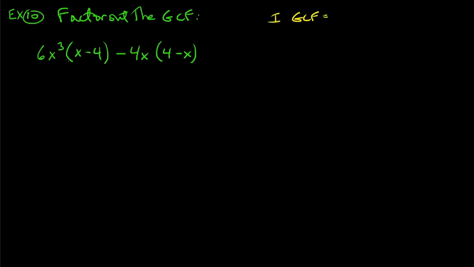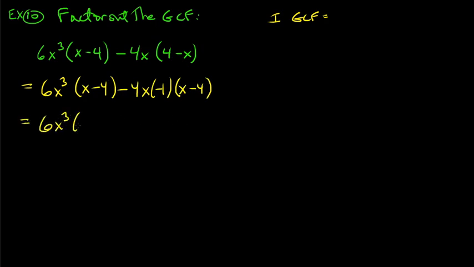Okay, so what's the GCF? Well, it's not x minus 4 because 4 minus x is not the same thing, but it is the opposite, right? So the first thing I would do is change the 4 minus x to negative 1 times x minus 4. And by doing that, we have a negative 1 times a negative 4x. That's going to be a positive 4x times x minus 4. Okay, so now we can see the GCF is x minus 4.